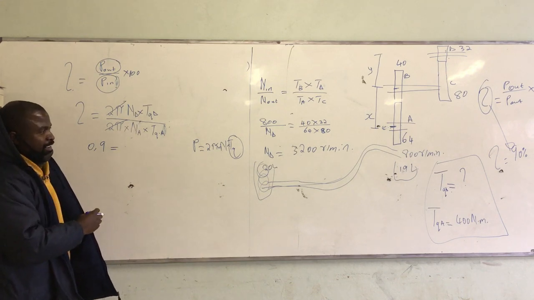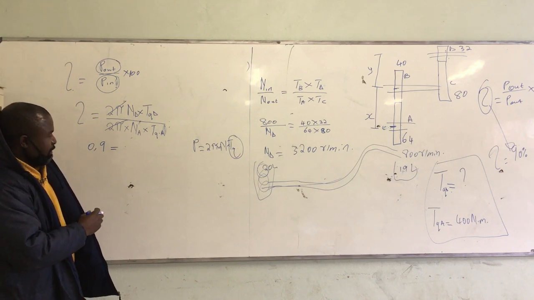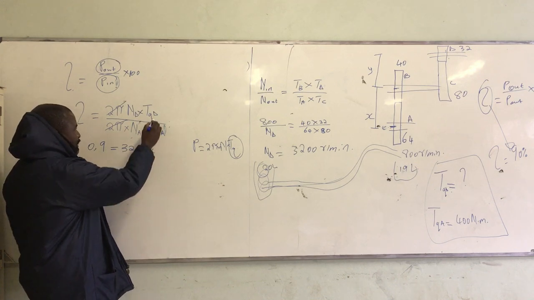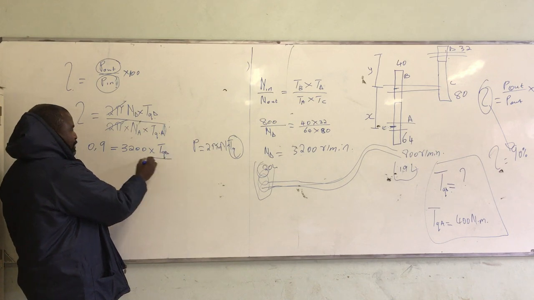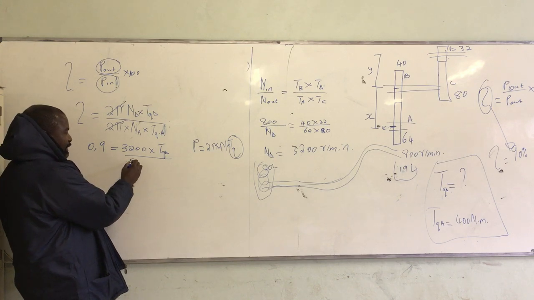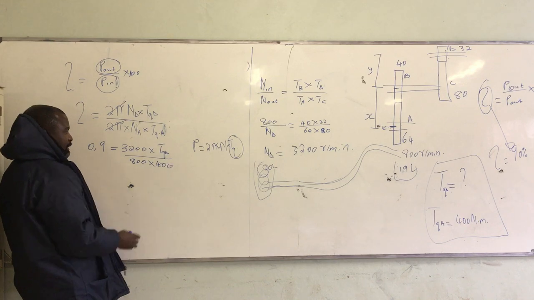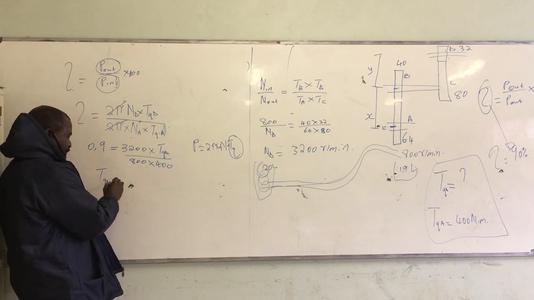Do we have N D? Yes. And what is the value of N D? 3,200, eh? Times, we are looking for this one, Q D, all over that one, 800 times 400. Then you can find your Q D.